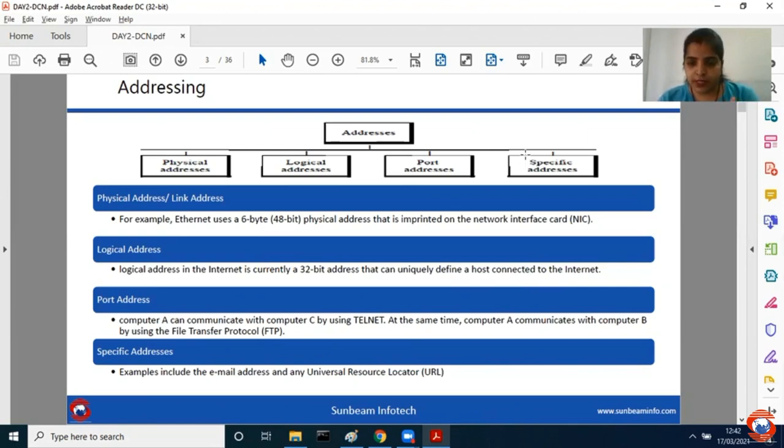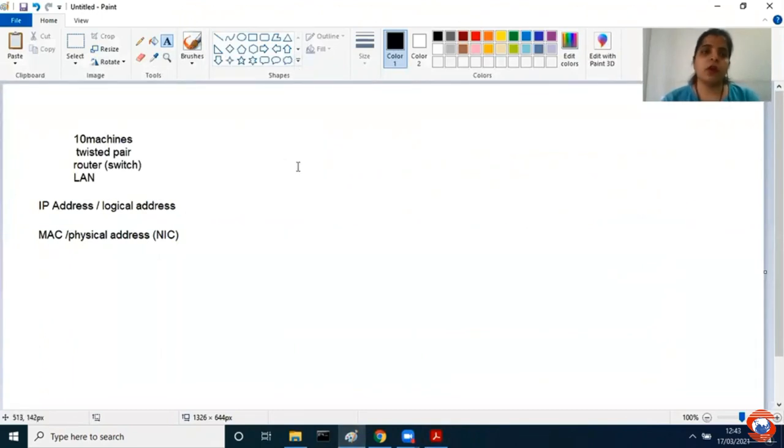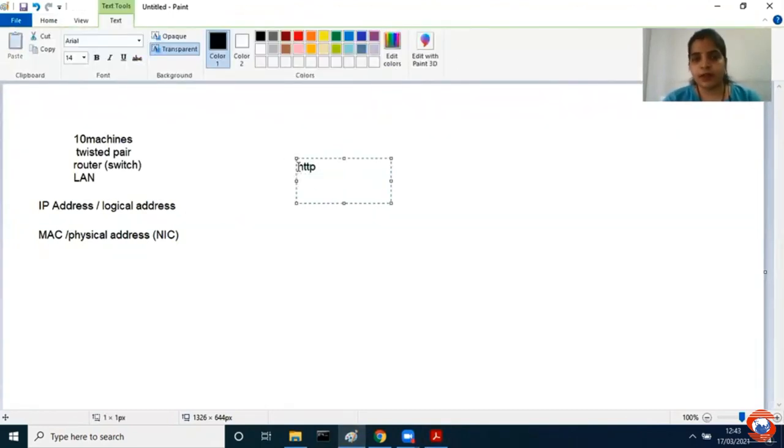When you talk about specific addressing, what are specific addresses? Port address and specific address. Let me explain. Suppose, have you heard of HTTP? Have you heard of HTTPS? Yes. Something called File Transfer Protocol, FTP. Something called SSH, which is called Secure Shell, and so on. Now what are all these? These are actually the ports.